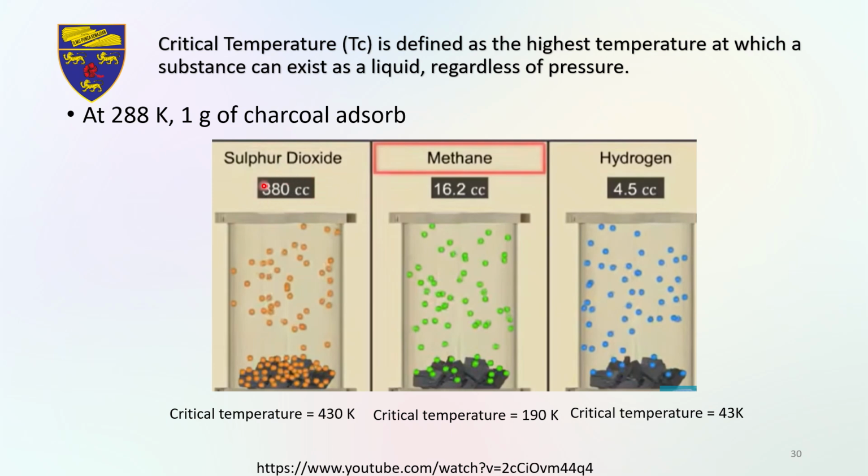Sulfur dioxide has the highest critical temperature. So we will see that the adsorption of sulfur dioxide on the charcoal is comparatively much more compared to hydrogen as well as methane gas. The liquefied conditions allow the sulfur dioxide to have strong interactions with the surface. Therefore, it allows greater adsorption compared to the others. So this is the effect of the nature of the adsorbate on the process of adsorption.